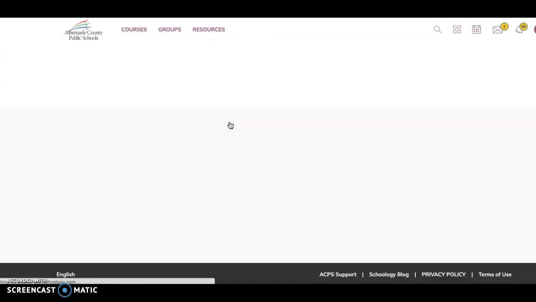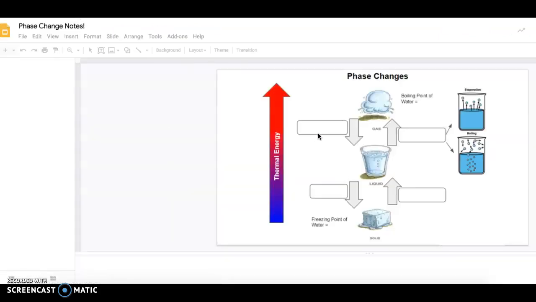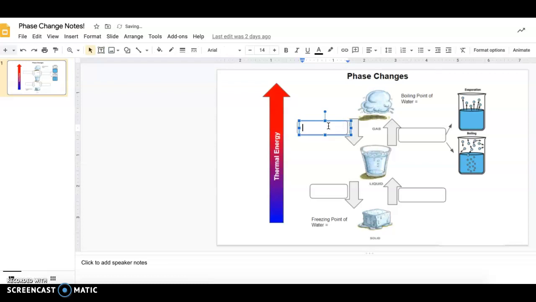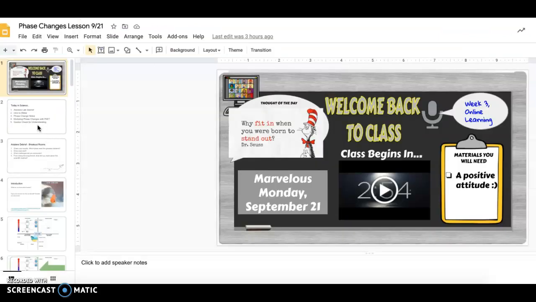You're first going to open the notes. Now, you can either do your notes in here, it'll open your own copy, and you can type in here by adding a text box. Or you can draw this out on a separate sheet of paper. So let's begin our lesson.